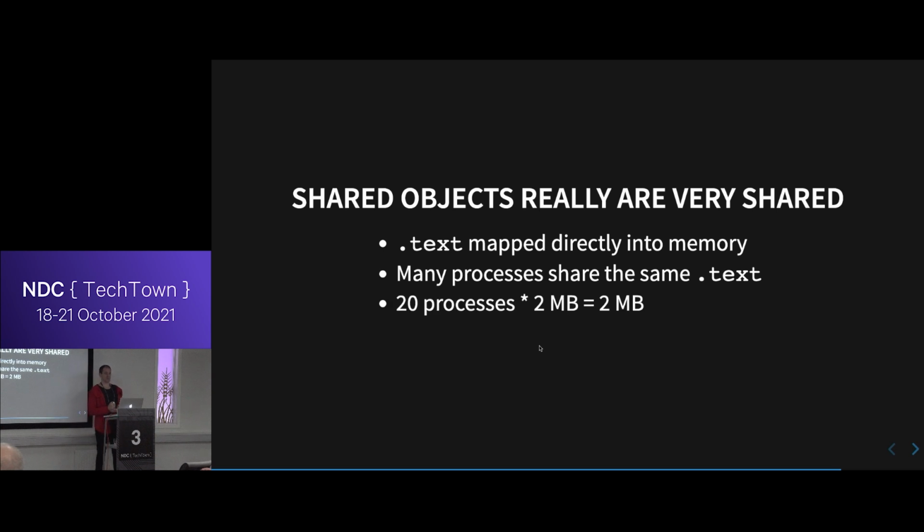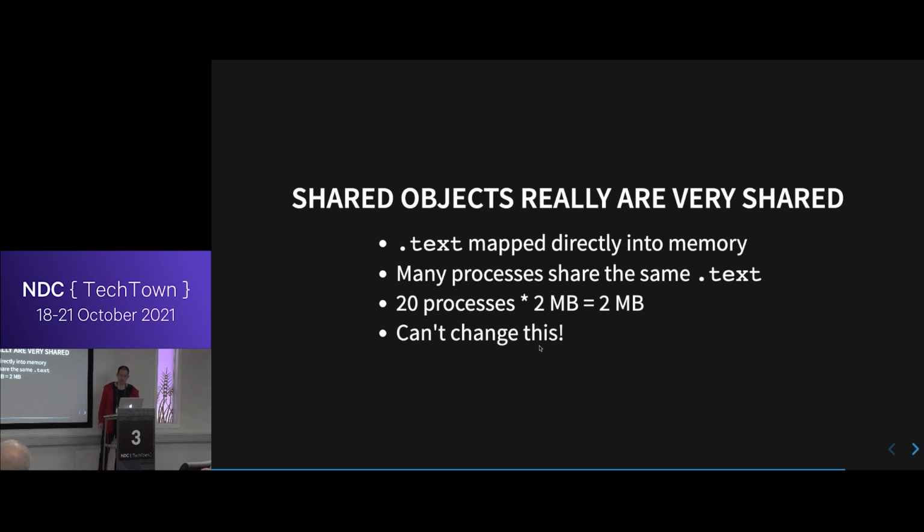So if you have 20 processes running, and they all use this 2 megabyte text section, you have 20 times 2 equals 2, which is nice for memory use, right? So they can all share this one, because it's read-only. So you can't really destroy anything. And the same goes for RO data. You can also share that between processes.